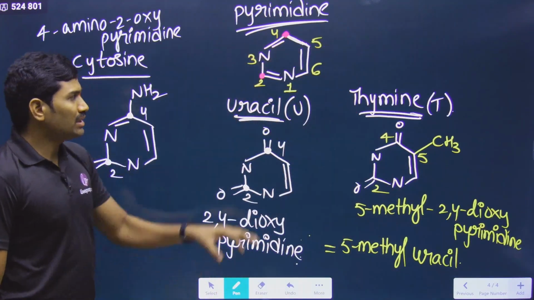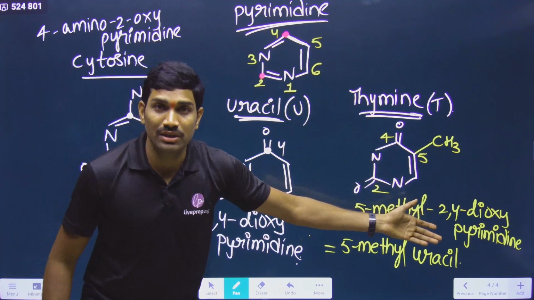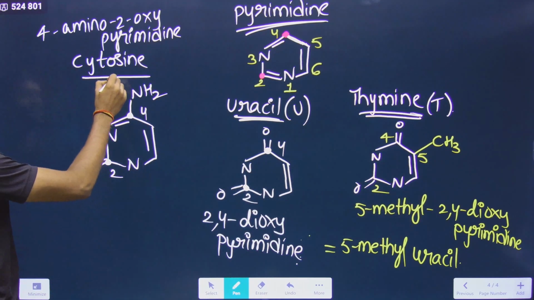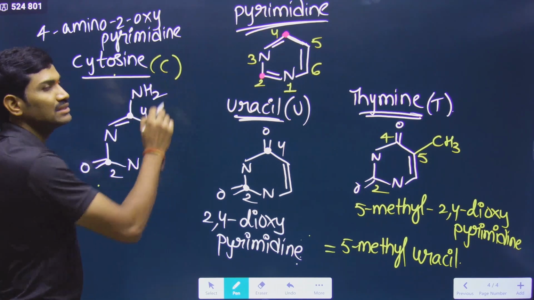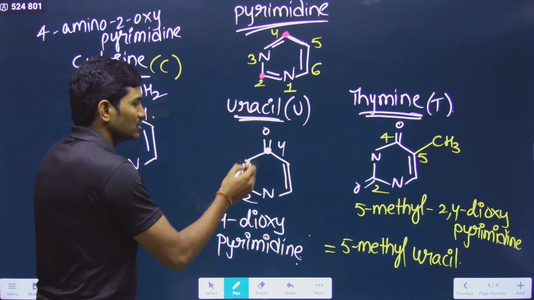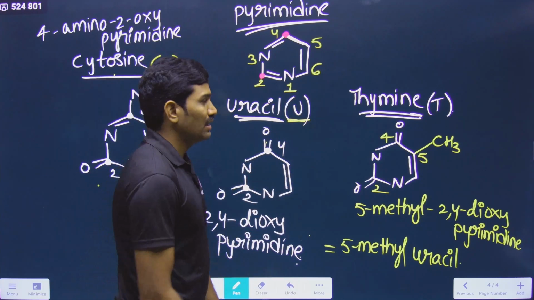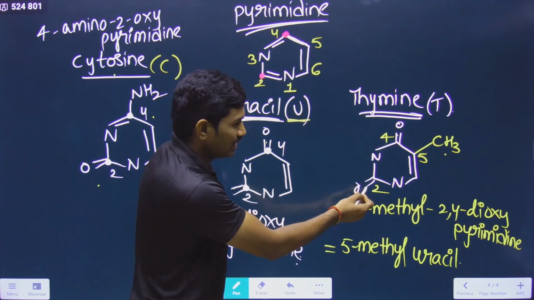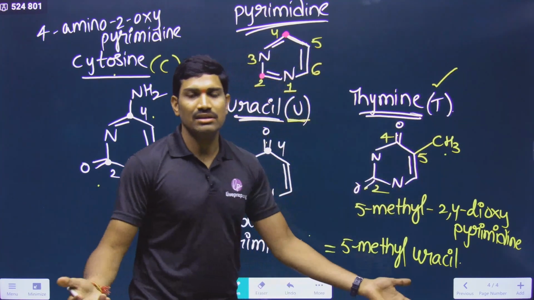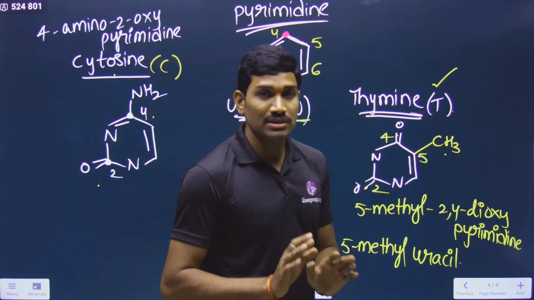And regarding the pyrimidine, it is having this pyrimidine ring. And all these three are substituted pyrimidines. And here the cytosine is 4-amino-2-oxypyrimidine and it is indicated with C. And uracil is 2,4-dioxypyrimidine and it is indicated with U. Thymine is 5-methyl 2,4-dioxypyrimidine and it is indicated with T. That's it. These are the structures. So please practice the structures for the next lecture. Please remember. Okay. So this is what about the nitrogenous base.